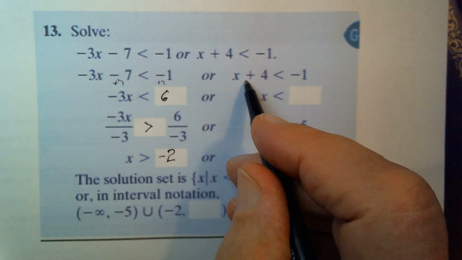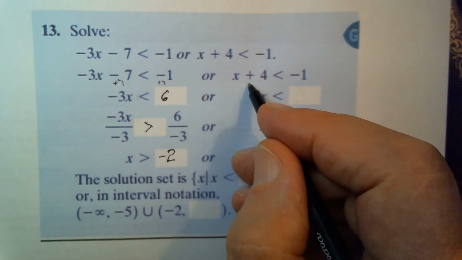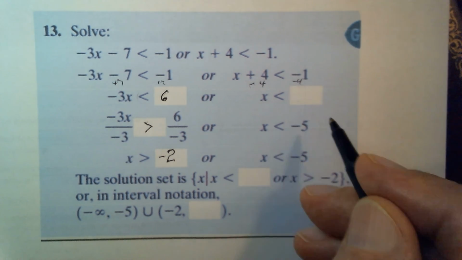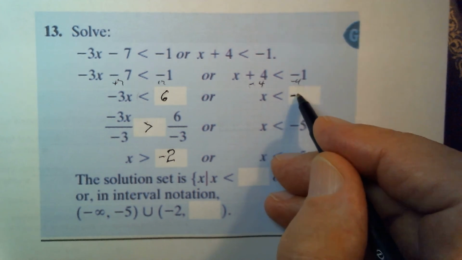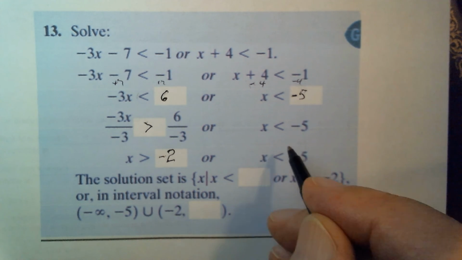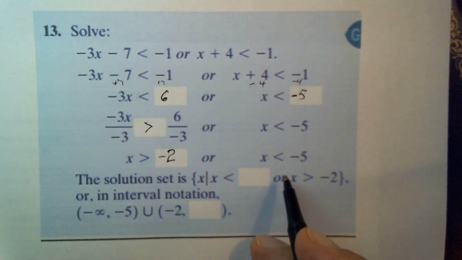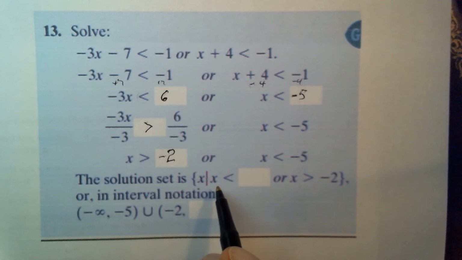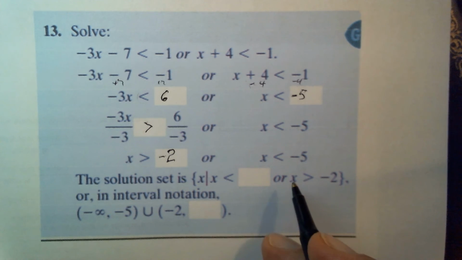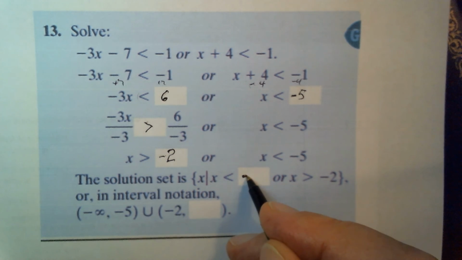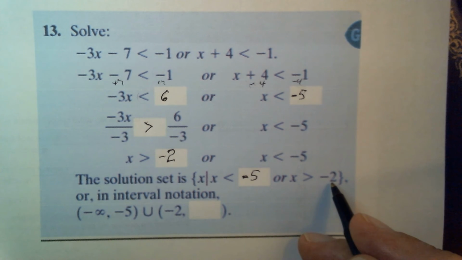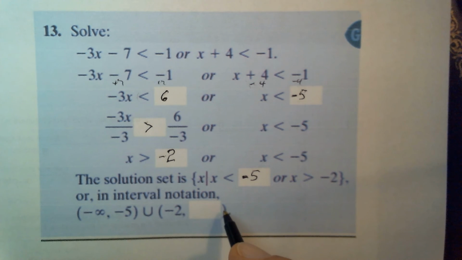The other part, x plus 4 less than negative 1, here we subtract 4 on both sides. So x would be less than negative 5. Okay, so in the end we have x greater than minus 2 or x less than negative 5. So then the solution set is that x is less than negative 5 or x is greater than negative 2. And in interval notation, then the infinite interval from minus infinity to negative 5, union the interval from minus 2 to plus infinity.